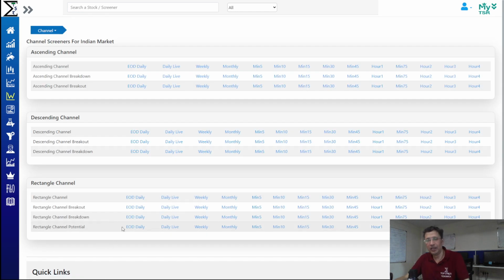I'm going with the rectangle pattern because it's simplest among all three, and in the interest of time I would want to do justice to each one of them. So starting with rectangle because it's very common, number one, and number two is much easier to comprehend compared to others. If you're familiar, you can always use these pattern screeners as well. And like in all cases, these patterns are available in all time frames.